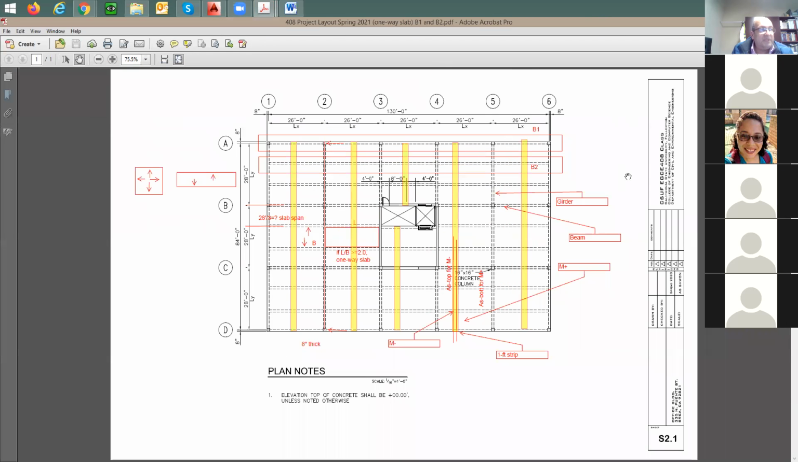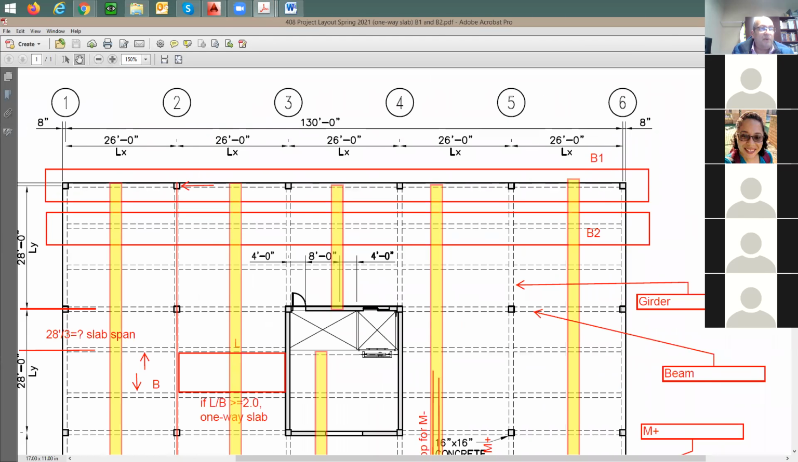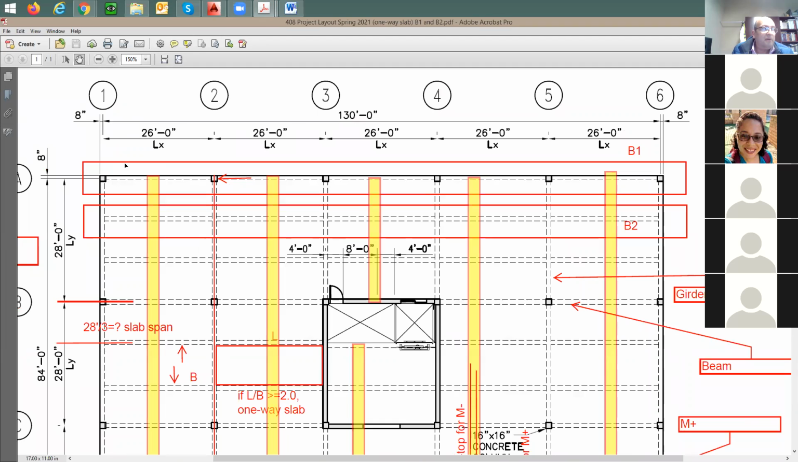Okay. Now I need to design the beams. Now you guys, you design the slabs. I need to design 2 beams. Here's one beam. I'm going to call this B1. This also is going to be called B2.